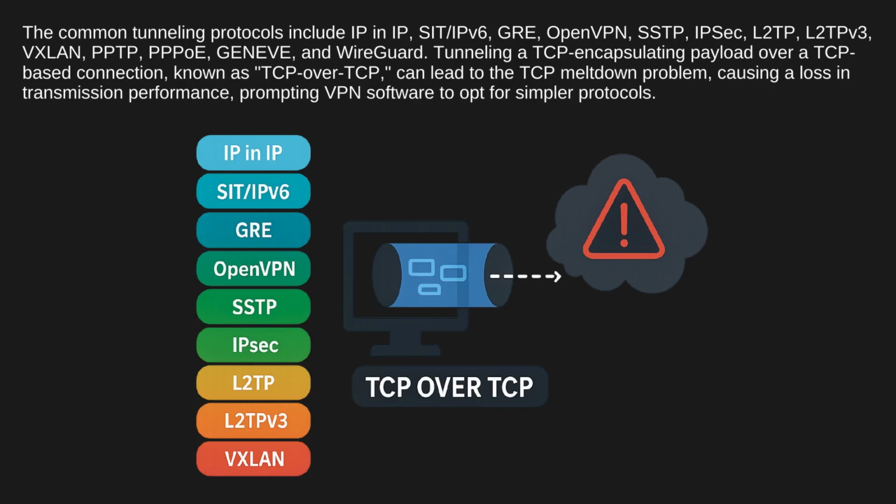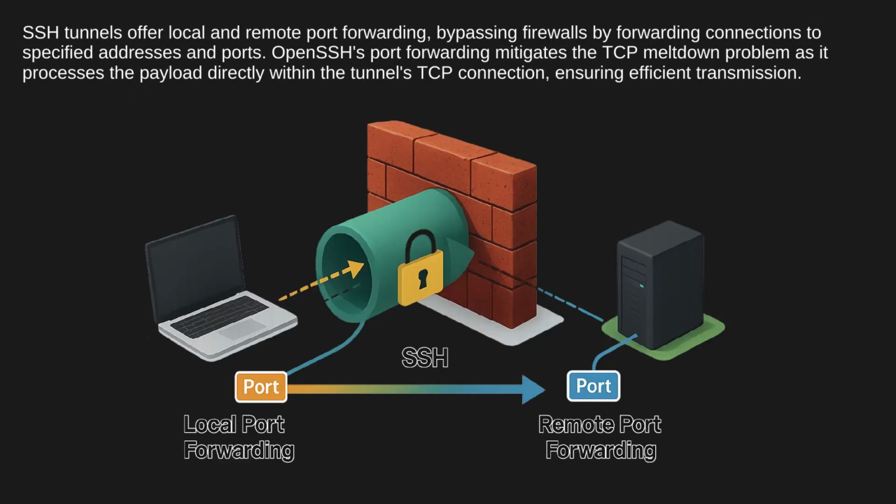and WireGuard. Tunneling a TCP encapsulating payload over a TCP-based connection, known as TCP over TCP, can lead to the TCP meltdown problem, causing a loss in transmission performance, prompting VPN software to opt for simpler protocols. SSH tunnels offer local and remote port forwarding, bypassing firewalls by forwarding connections to specified addresses and ports.